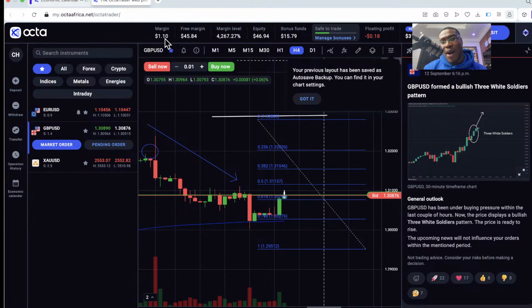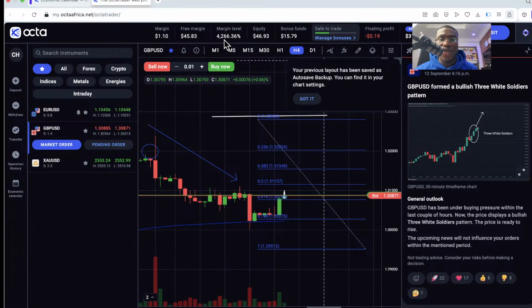Okay, above we have margin, which is the deposit you have to make to keep your trades open. We have free margin, which is the amount of money you have left to place a trade. Your margin level, if your margin level is good, if the percentage is increasing, then it means that your capital is good, your capital is safe. It's always safe with Octa, but I'm talking about the trades now.